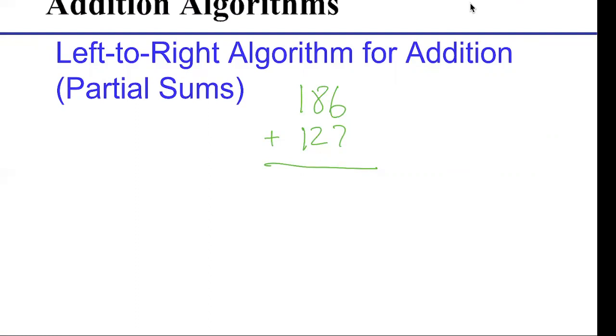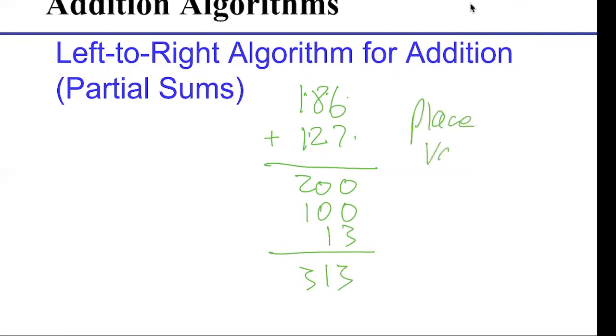And now listen to my place value language. 100 plus 100 is 200. 80 plus 20, that's 100. 6 plus 7 is 13. And then I add these, and I've got it. So the place value is really strong here. And to be honest, I kind of like it better than the standard algorithm.